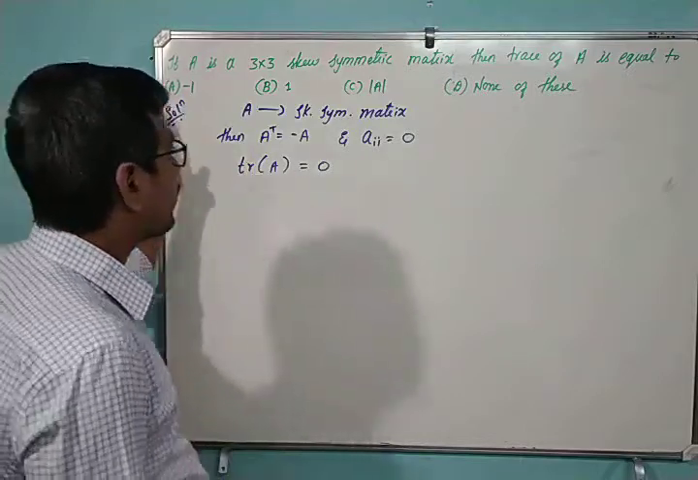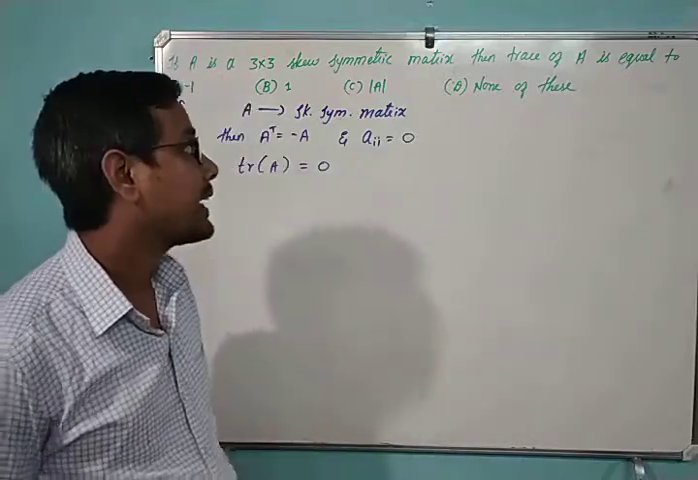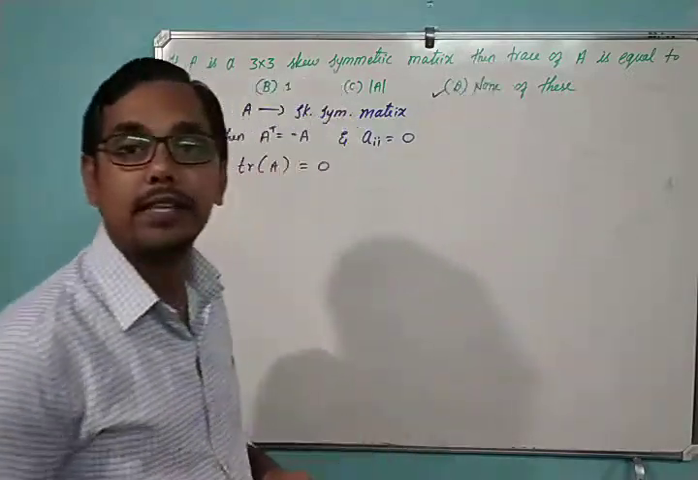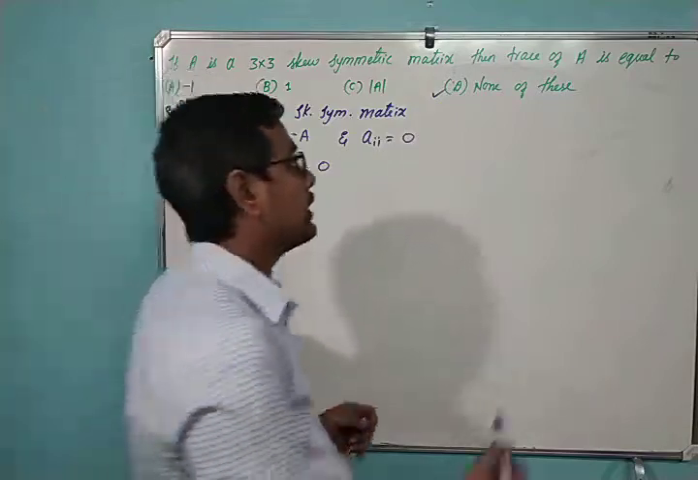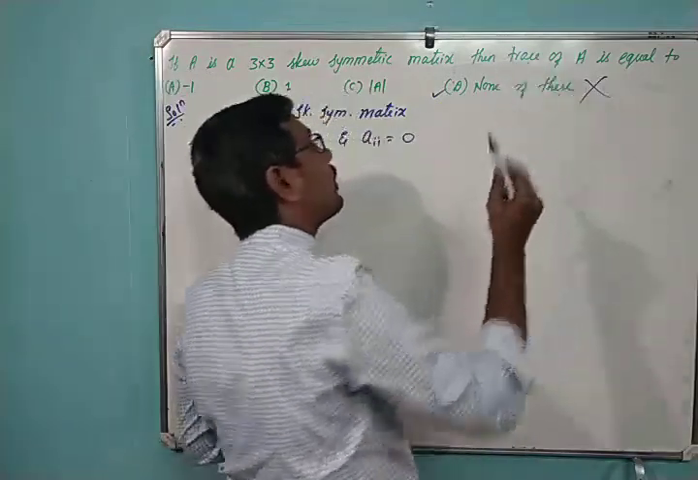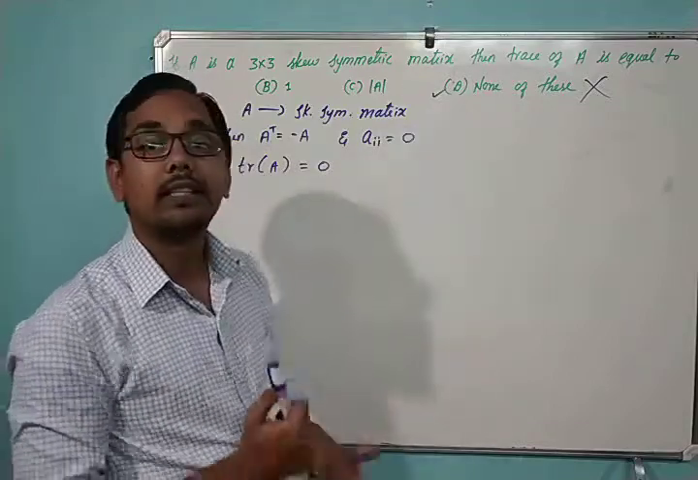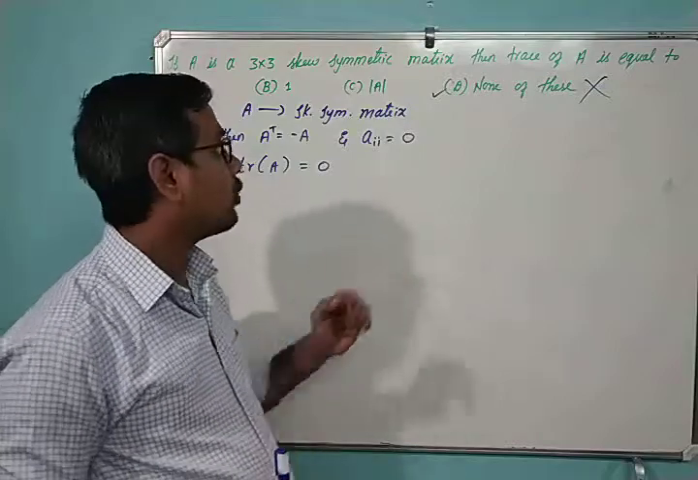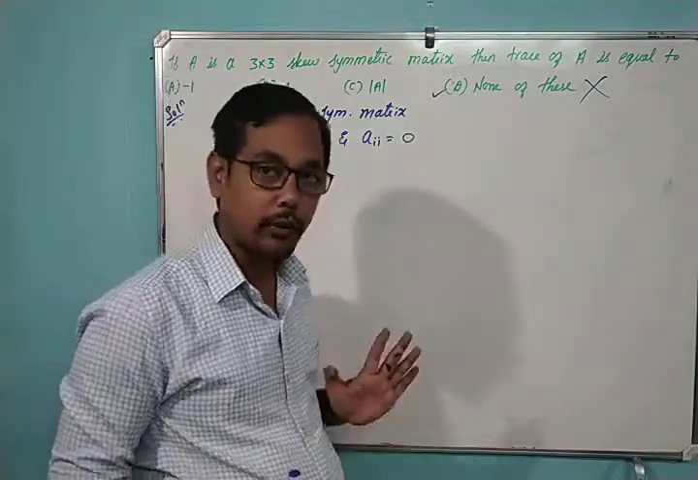But is 0 given in your options? No, it's not given. So directly what you might select is "none of these". But this is wrong. This is entirely wrong. You should not go for this conclusion at this point. Trace of A, definitely we got it as 0, and 0 is not there, so I am selecting none of these. That should not be done. You should think a while.